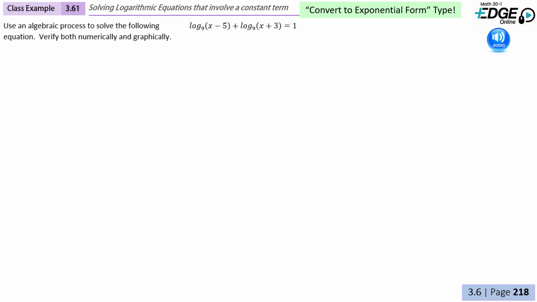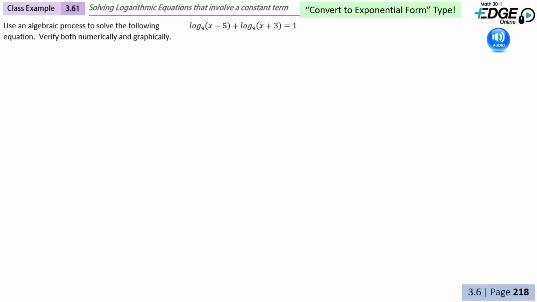Class example 3.61. Use an algebraic process to solve the following equation, and then verify both numerically and graphically. So first thing I want you to notice is that we have logarithms on the left side of the equation and just a number on the right side. So this is going to be one of our convert to exponential form types.